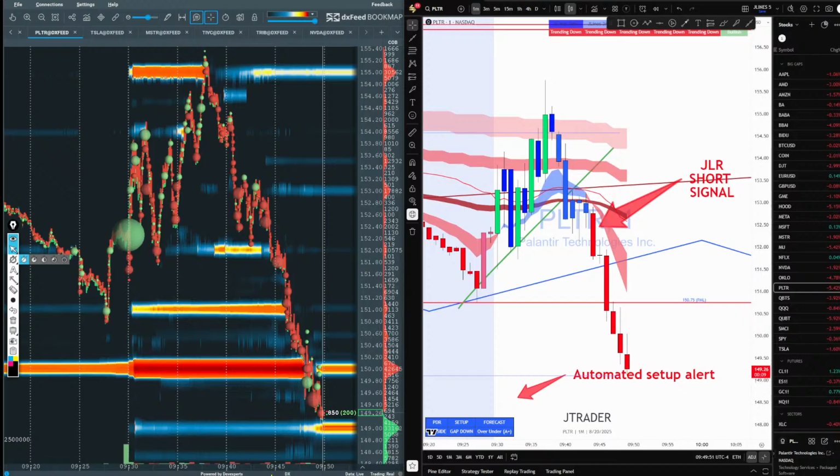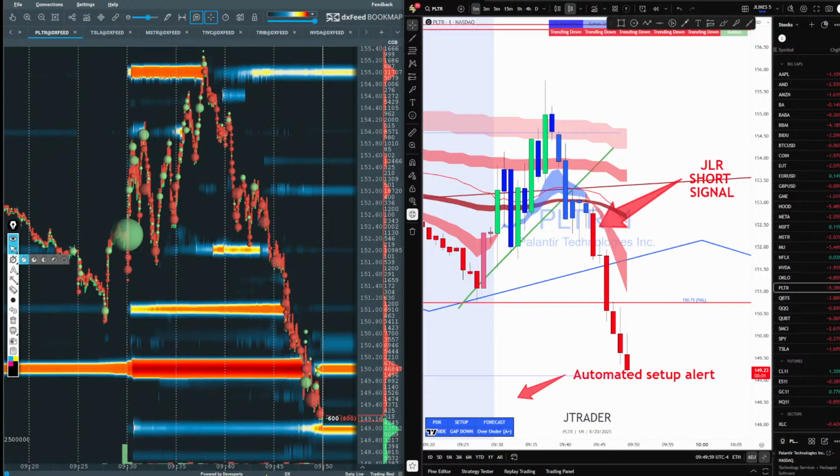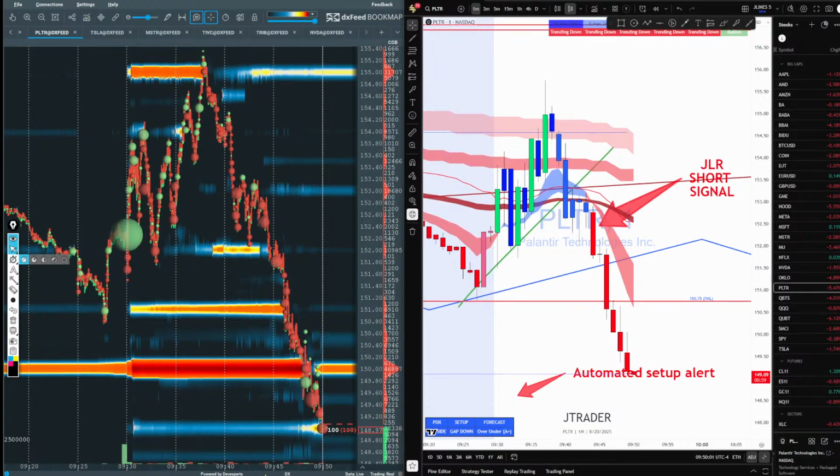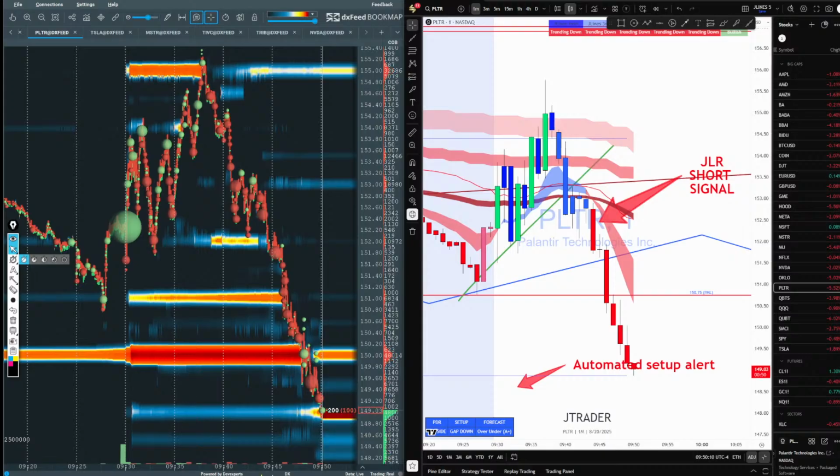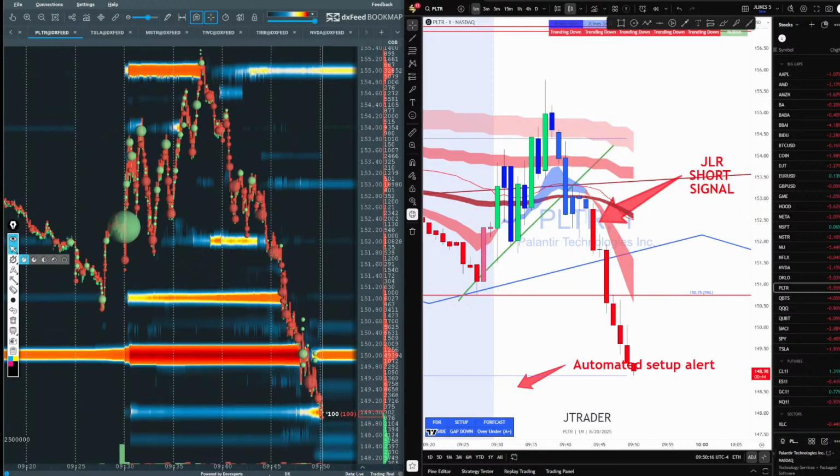So once it fails the open level, stay with the 72/89 EMA band, J-Lines, and target the major key level, as we said, 145, 144 today.